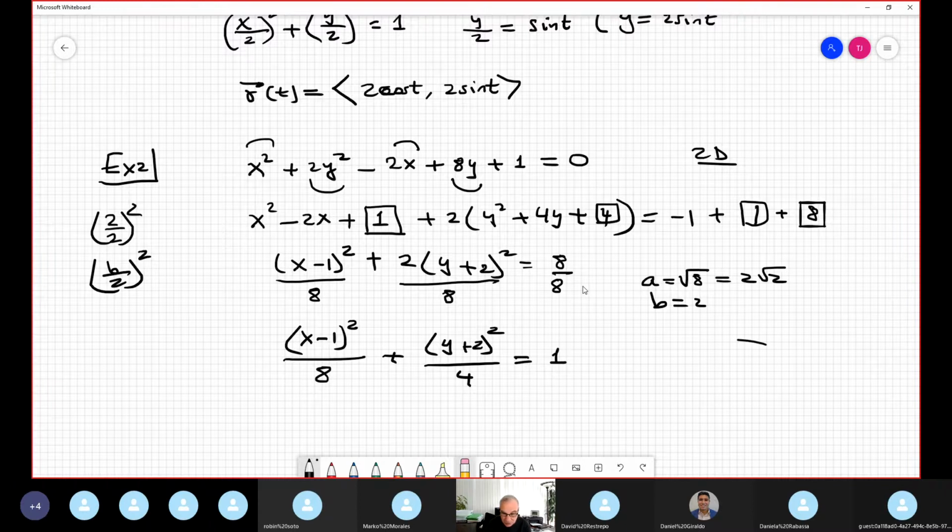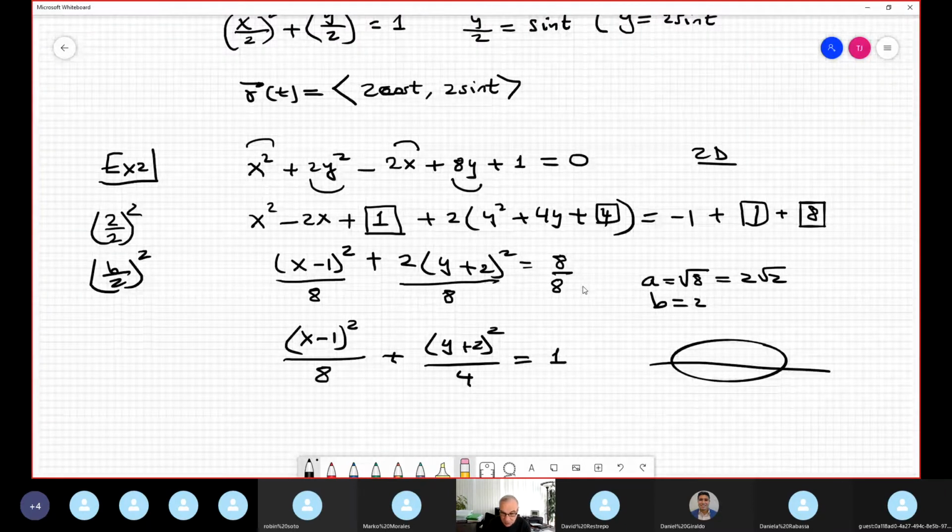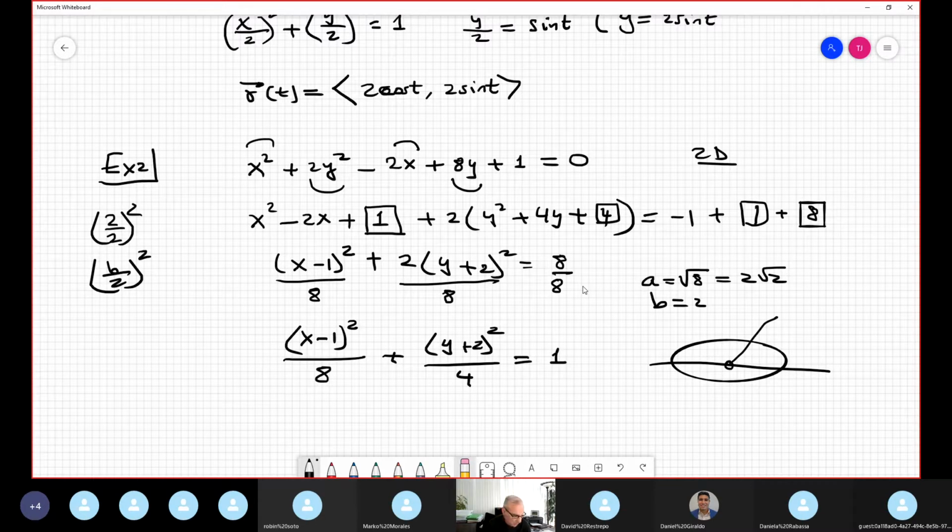The x is the one that is horizontal, so the x is supposed to be something like that, no? Because the major axis corresponds with the x part, no? And the center of this ellipse is located at the point (1, negative 2). Okay?